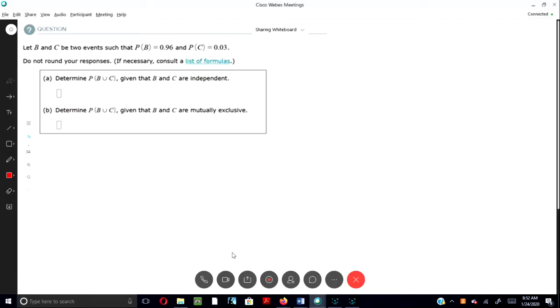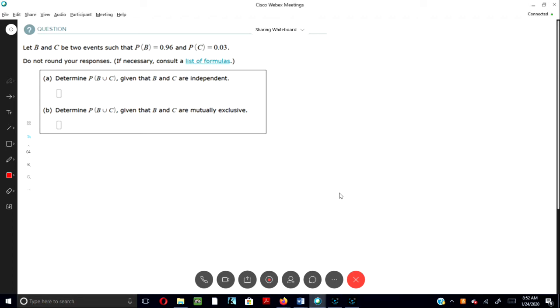Let B and C be two events such that the probability of B equals 0.96 and the probability of C equals 0.03. Do not round your responses. A. Determine the probability of B union C, given that B and C are independent.